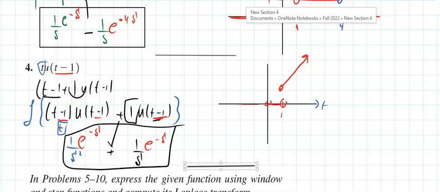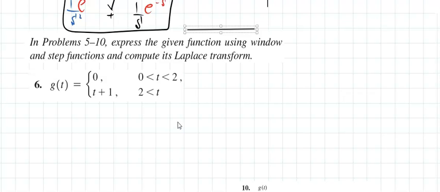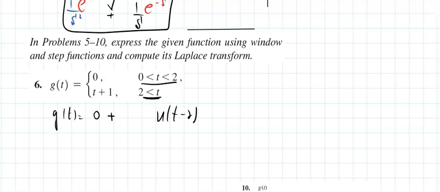And this has tons of applications, which is why it is given its own place in this. Express the given function using window and step function and compute its Laplace transform. Alright, we're not going to worry about the graphs of those, but let's see how this works. Between 0 and 2, this is 0. So g of t is 0 plus, when the system turns on at 2, you really get t plus 1. There it is.